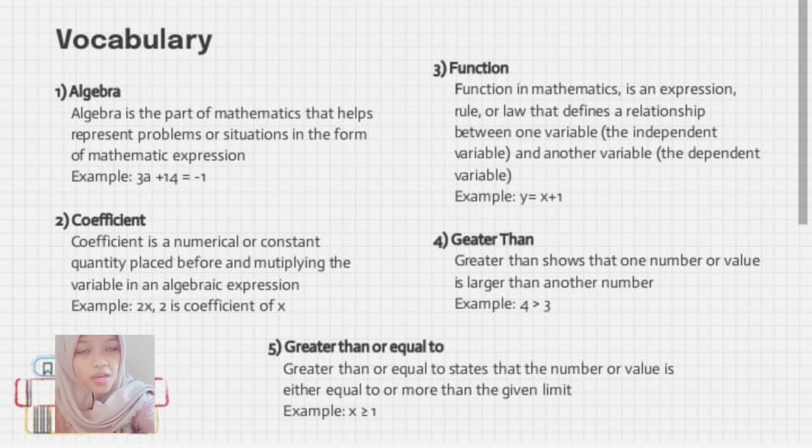Alright, the fifth vocabulary is greater than or equal to. Greater than or equal to states that the number or value is either equal or more than the given limit. Example is x greater than or equal to 1.